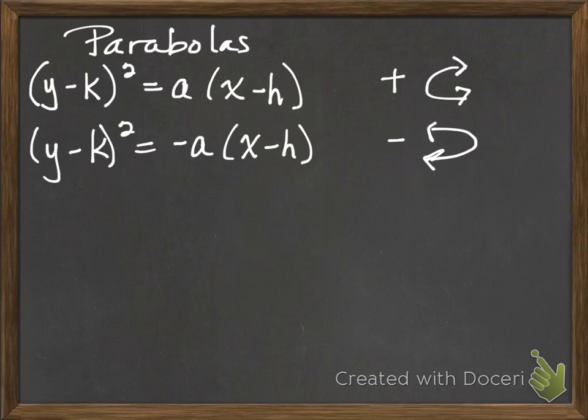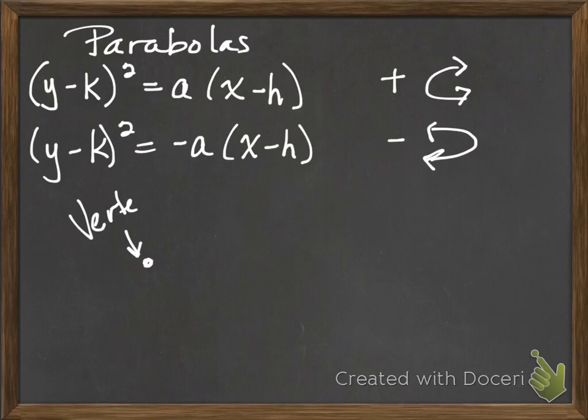Now, out of all four conic sections, the parabola is the only graph that doesn't have a center. But it has something that's very similar to a center, not really graphically, but in how we actually find it. A parabola is not going to have a center, it's going to have a vertex.